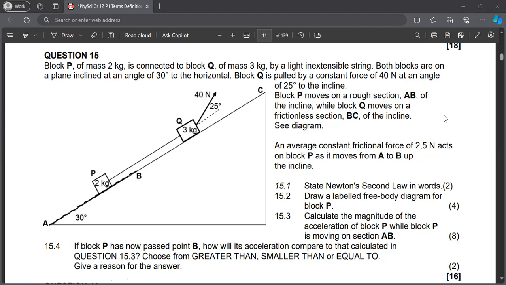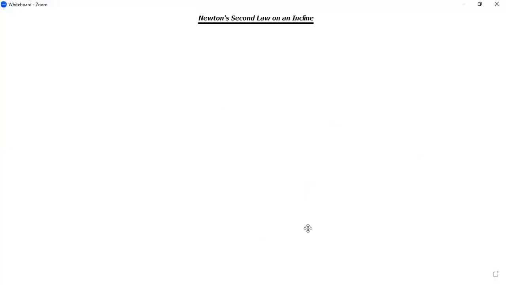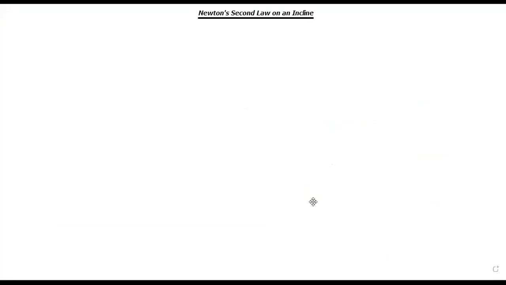Now the next one says, draw a labeled free body diagram for block P. So we are going to do the free body diagrams for both blocks. Fine. So let's go to the whiteboard for that. Now you have to learn what is the difference when something is on an inclined plane. Well, there's no difference as such, but there's a difference. So if we look at block P, this is how it looks like.